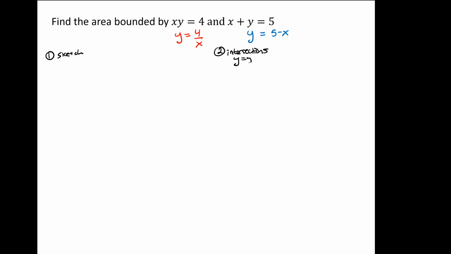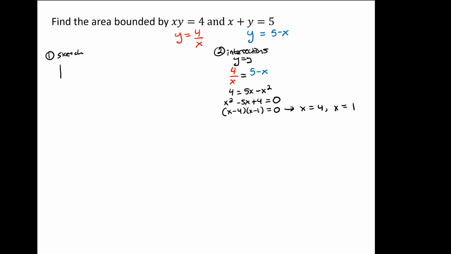Look for intersections, we set y equal to y. So we have 4 over x equals 5 minus x. I'm going to multiply both sides by x. So 4 is equal to 5x minus x squared. Add everything to the left-hand side. x squared minus 5x plus 4 is equal to 0. And then factor. This factors into x minus 4 times x minus 1. And we get two solutions. x is 4 and x is 1.